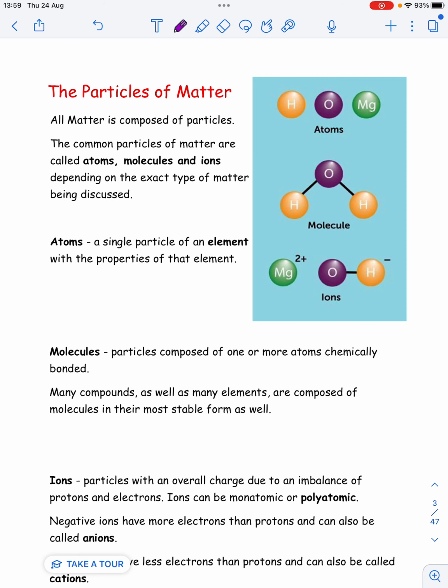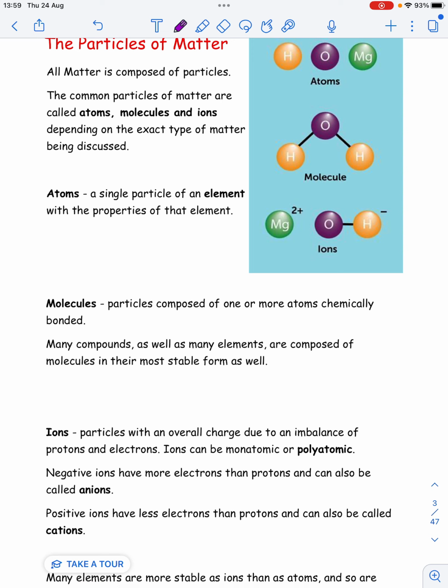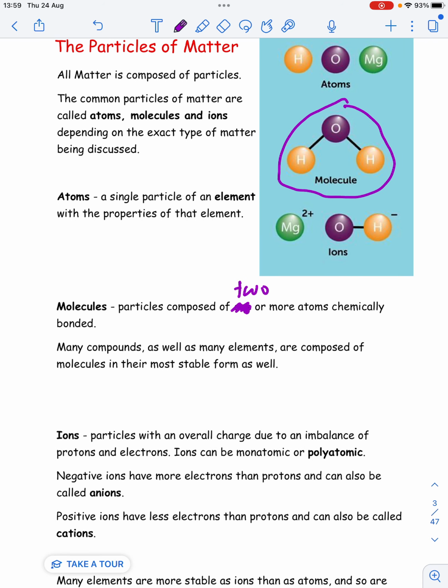Particles, atoms. Atoms are single particles of elements. Molecules have to have, now it says particles composed of one or more atoms. That's wrong, sorry about that. It should say 2 or more atoms, obviously. If you just have one atom, it's an atom. So molecules have to have at least 2 atoms bonded together. So it's a bigger particle, or generally speaking, it's a bigger particle. It's made of multiple atoms, and now it's a distinct little particle. So we've seen that you can have elements that are made of molecules and elements that are made of atoms. And then you can have compounds that are made of molecules as well.